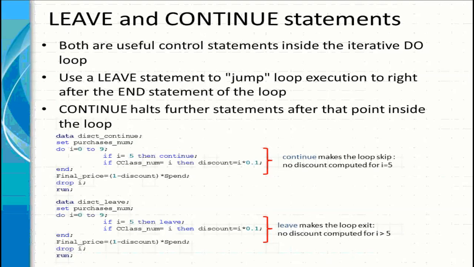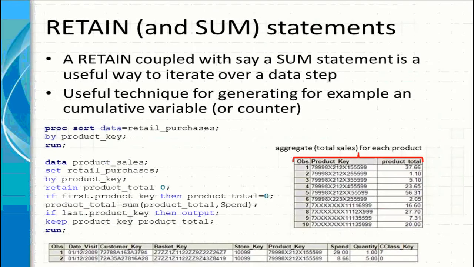In these two examples, what you'll see is that in the first example, the continue makes the loop skip, which means that there's no discount computed for the I equals 5 condition. And on the second data step, the leave makes the loop exit, which means that there's no discount computed for I greater than 5. We'll go through this in more detail during our hands-on session.